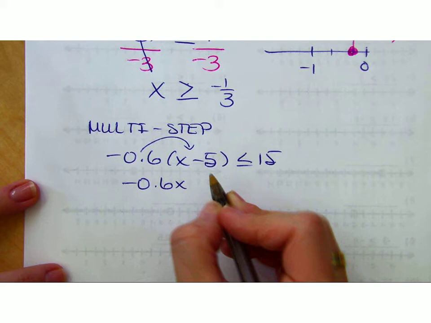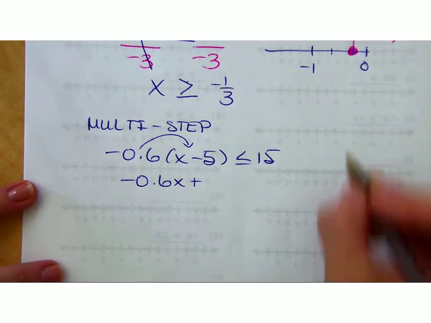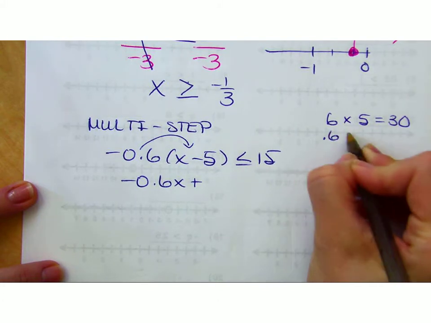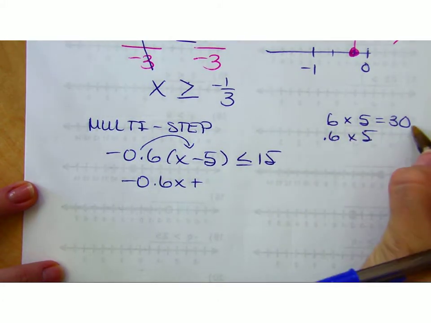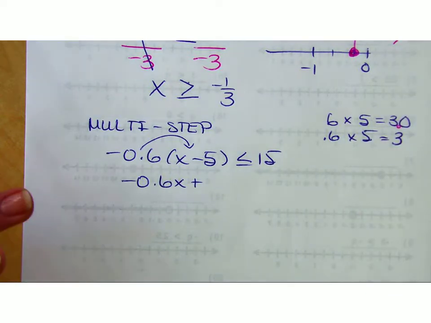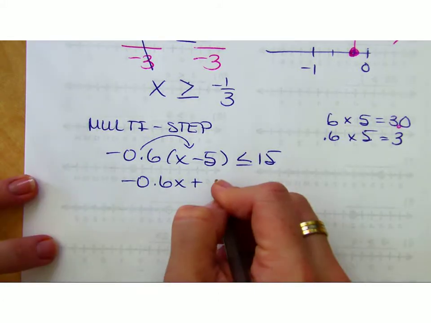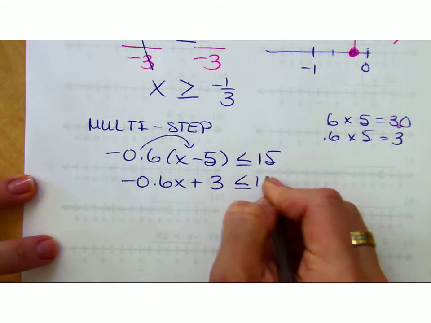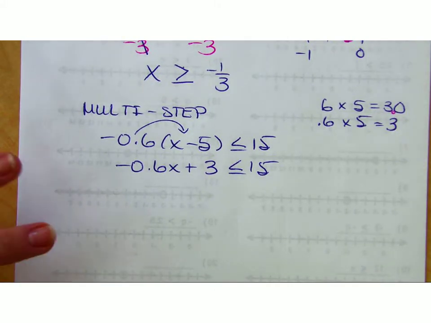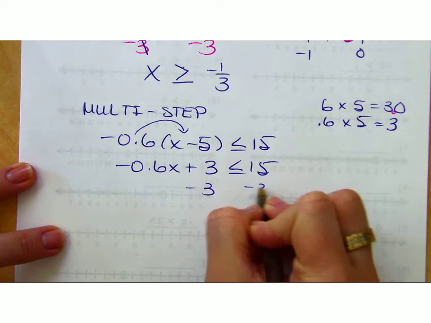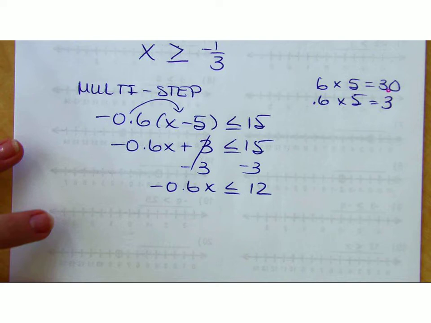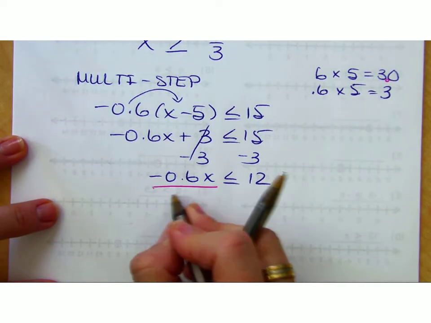Negative times negative is positive, so I'm going to put a plus sign here. If I know what 6 times 5 is, then I know what 0.6 times 5 is. It's just moving that decimal over once. So if 6 times 5 is 30, 6/10 times 5 is just 3. So that's going to be plus 3, less than or equal to 15. So you know that your multi-step involves some distributing, right? Subtract 3, and we're going to have a little bit of a division problem with a decimal, but that's okay. We'll walk through that one too.